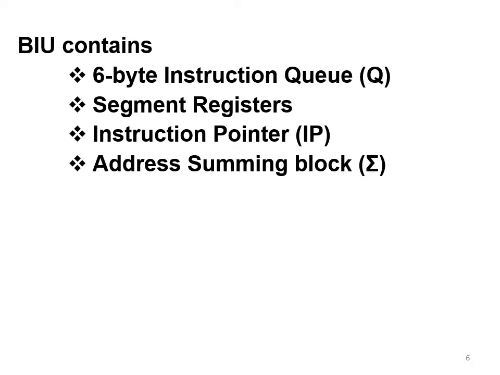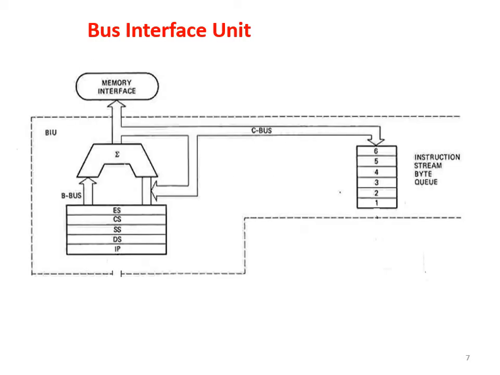Your BIU contains 4 components. You have a 6-byte instruction queue. You have some segment registers and one more register called the instruction pointer, and then there is a special component called the address summing block, which will do the memory segmentation for 8086. This is the bus interface unit. So this part, numbered 1, 2, 3, 4, 5, 6, is written as the instruction stream byte queue.